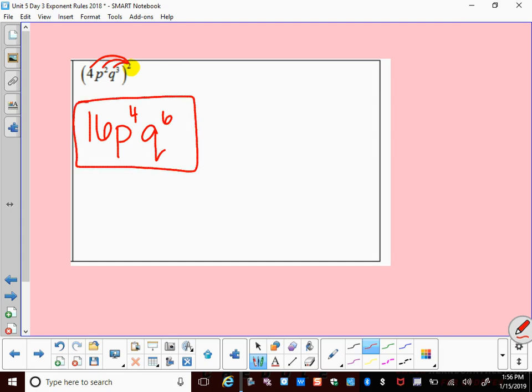So we're now already adding 2 different rules into one. Well, it's not hard individually. It's when you try to put everything together that it gets confusing. Yeah, sometimes one problem has 2 rules. Power to a power, and then we had to distribute one exponent.